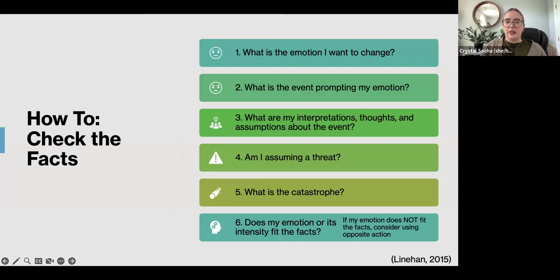And then the last part is, does my emotion or its intensity fit the facts? If my emotion does not fit the facts, consider using opposite action, which we'll talk about. But when we are asking and helping a client identify, does my emotion or its intensity fit the facts, we want to check in with their wise mind. Again, we learned about wise mind early on, and we're helping individuals identify how likely is it that this person won't be your friend anymore. That's that interpretation. How great or important is this outcome of not going to the party?